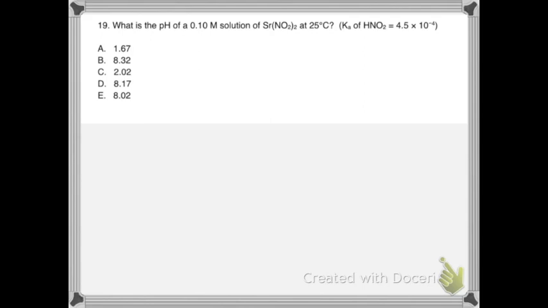Okay, in number 19, however, they want us to figure out the pH of this solution if we have this strontium nitrite salt dissolving. So let's go ahead and write the equation for it dissolving. We'll have Sr(NO2)2 in water, forming Sr2+ and 2 nitrite ions.